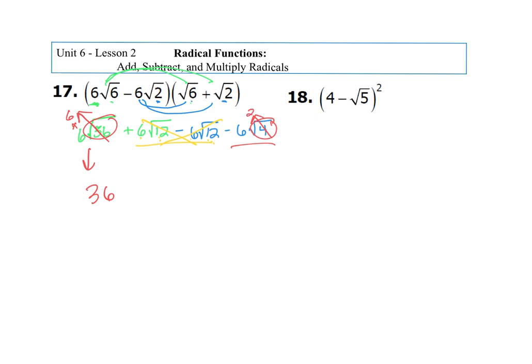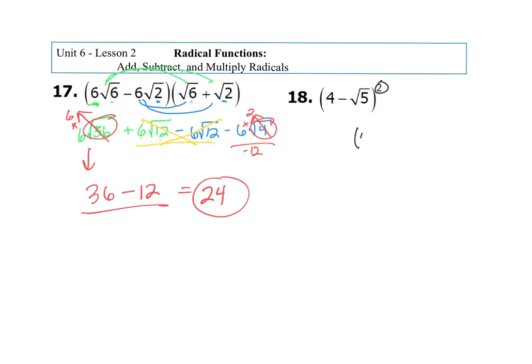That comes out. 2 times negative 6 it's attached to is negative 12. So we're going to say this is 36 minus 12. Both of these are just constants. We can put them together. They make 24.